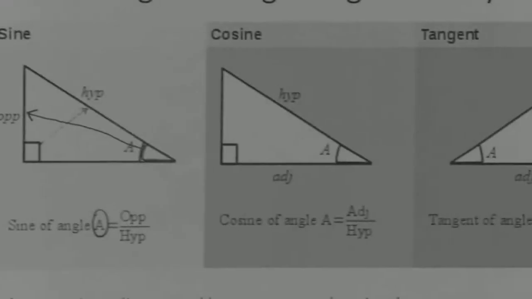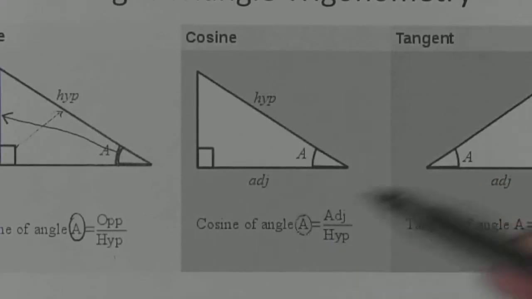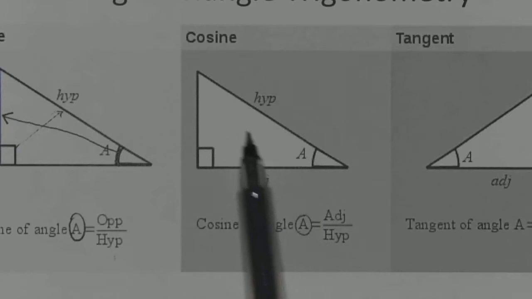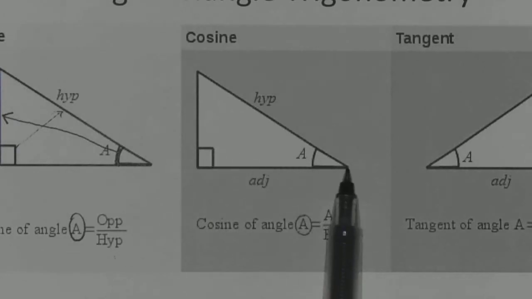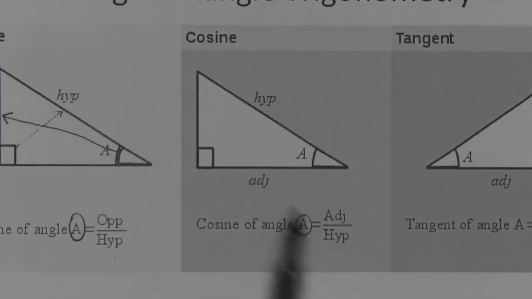The cosine value is the adjacent side over the hypotenuse. So again, it tells us which angle to look at. We're looking at angle A. The adjacent side is the side that touches the angle that's not the hypotenuse. It would be called your adjacent side. And then adjacent over hypotenuse, the hypotenuse again is the side that's opposite the right angle.